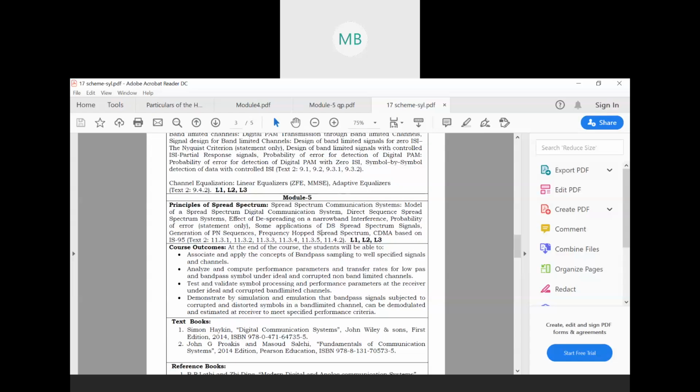direct sequence spread spectrum, then a few applications of direct sequence spread spectrum signals, like application in wireless LAN, code division multiplexing, etc. Then PN sequence generation, frequency hopped spread spectrum, and finally application of spread spectrum in wireless communication, that is CDMA based on IS-95.